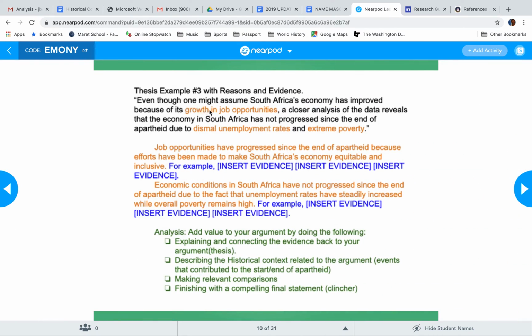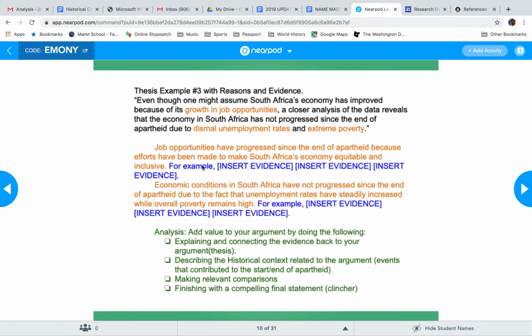And if I read a thesis, even though one might assume South Africa's economy has improved because of, boom, reason number one or subcategory number one, a closer analysis of the data reveals that the economy in South Africa has not progressed since the end of apartheid due to, boom, reason or subcategory number two and reason subcategory number three.